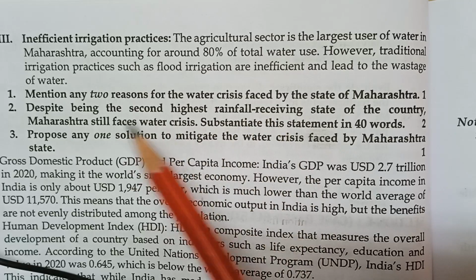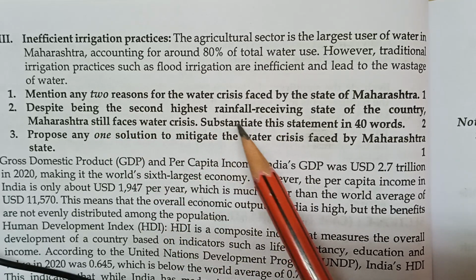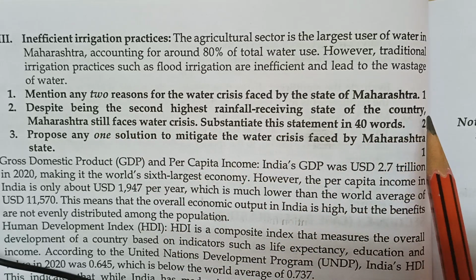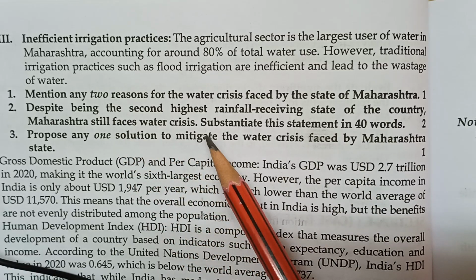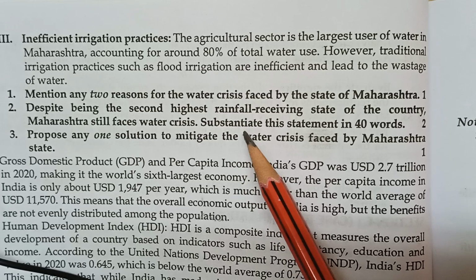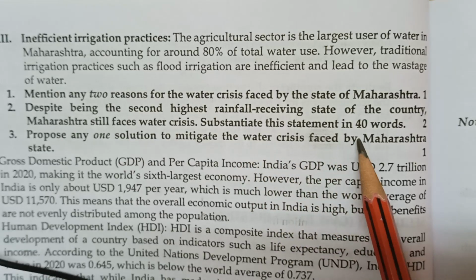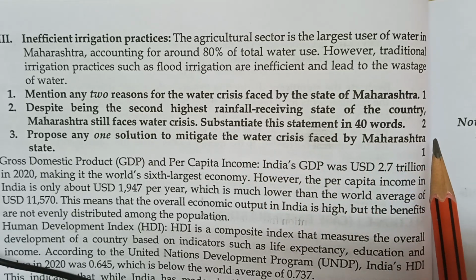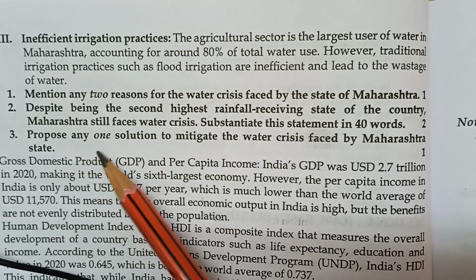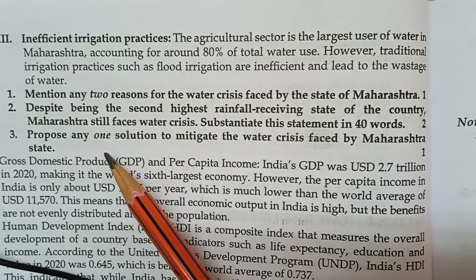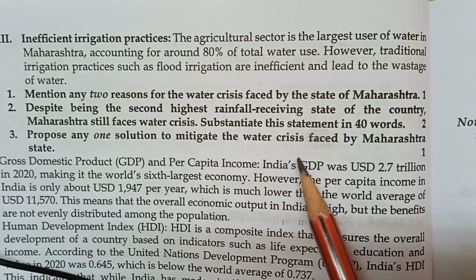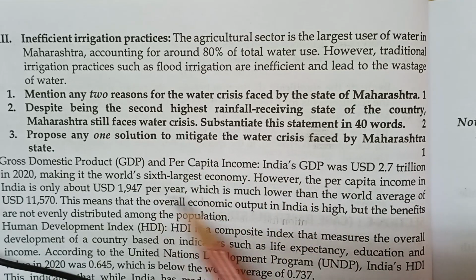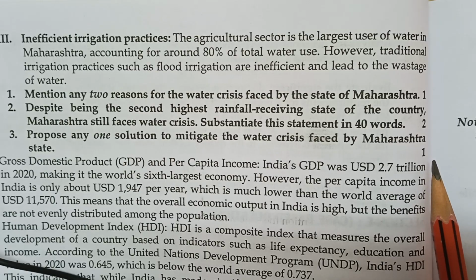It's 1 mark. Despite being the second highest rainfall receiving state of the country, Maharashtra still faces a water crisis. Substantiate this statement in 40 words. So it's 2 marks given here. Now next, suggest any one solution to mitigate the water crisis faced by the Maharashtra state. It contains 1 mark. So you have to answer all these things.